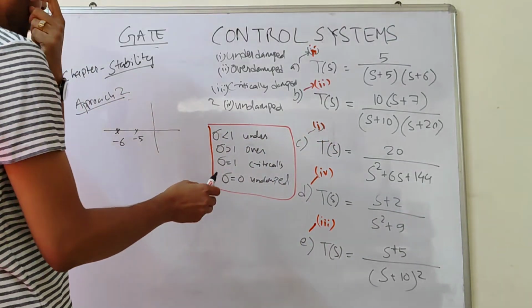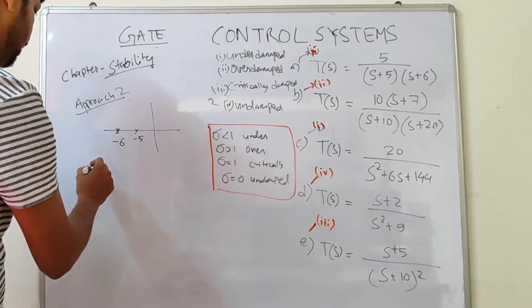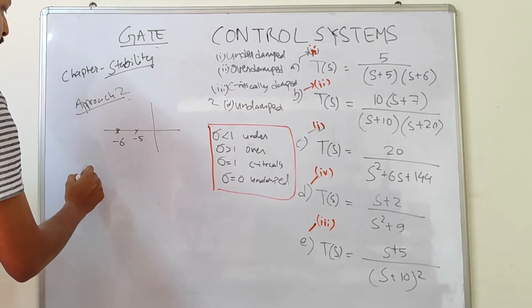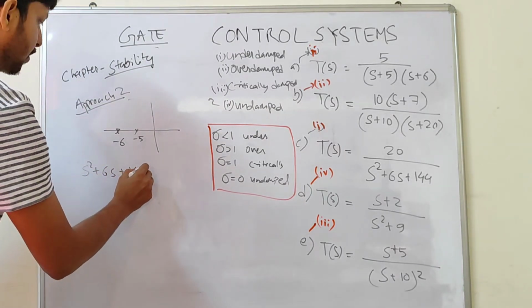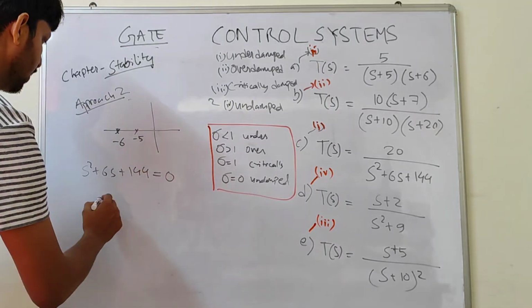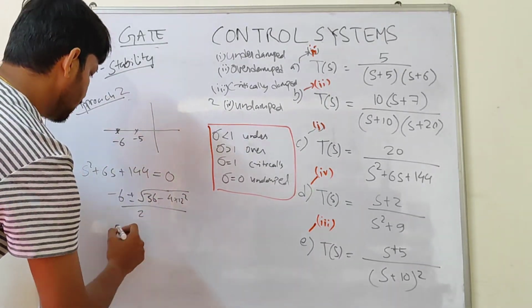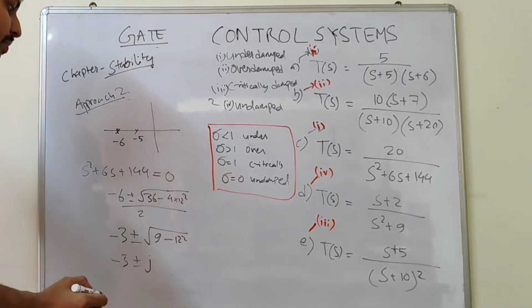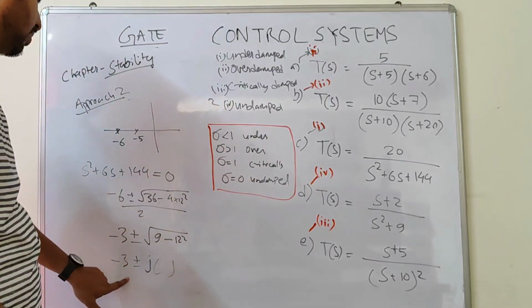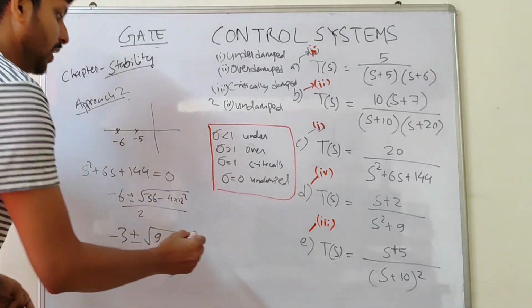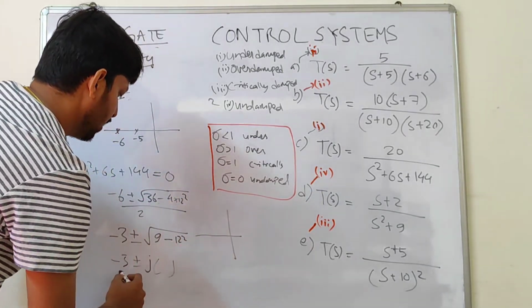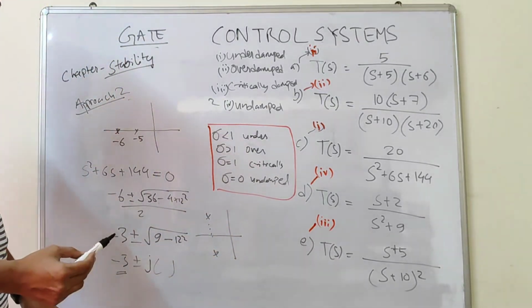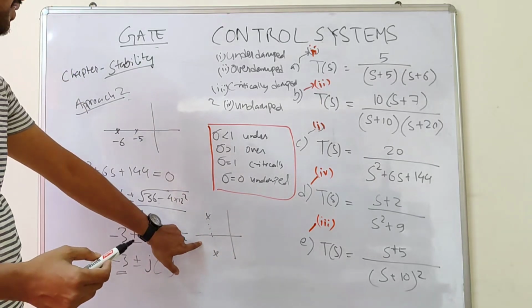What are the roots of this one? s square plus 6s plus 144 equals 0. This is giving you, because this term is larger, some value, right? So it's a complex conjugate. Whenever there is a complex conjugate, the poles will look like this, and there is a sigma here. So -3 plus or minus j omega. So this is your underdamped system.